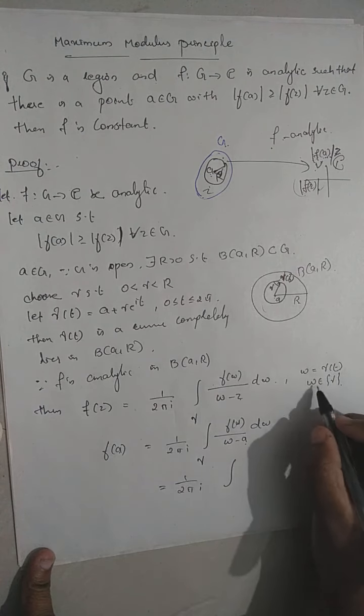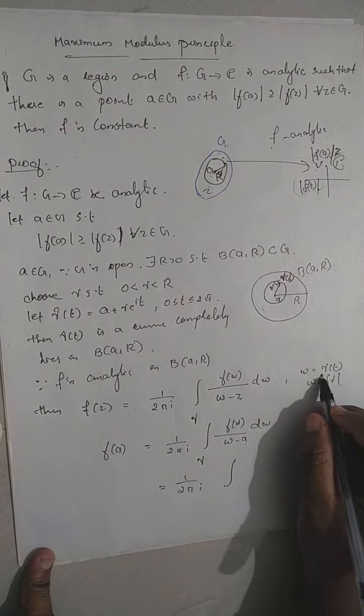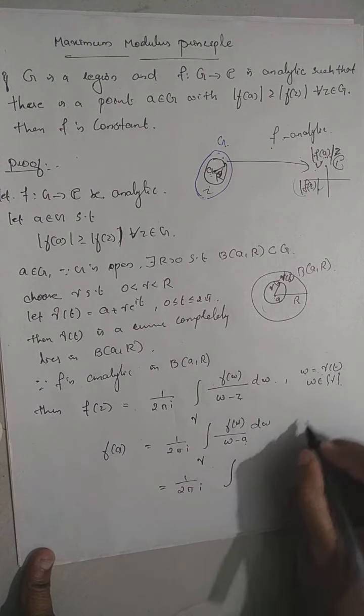Okay. Now we replace this gamma, w equal to gamma of t. The replacement w equal to gamma of t means gamma of t is defined to be a plus r e raised to it. Therefore w will be a plus r e raised to it, with limit 0 less than or equal to t less than or equal to 2 pi.